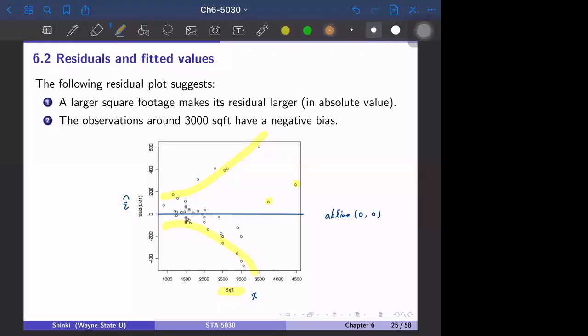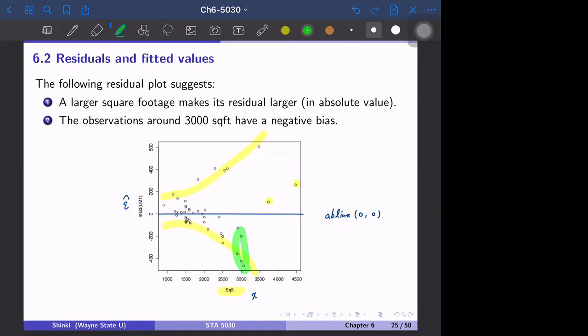And possibly another problem is that we have several observations clustered here. All observations around 3000 have negative residuals. That means condominiums with 3000 square feet in Detroit have a price lower than the trend line. Maybe there is just one condominium building in Detroit which has mostly 3000 square foot units. If so, it violates the normal IID assumption of epsilon.